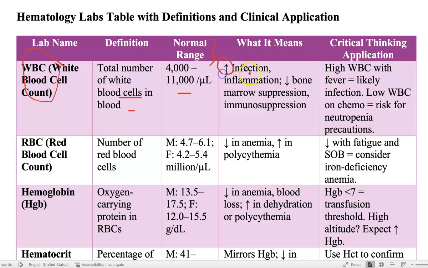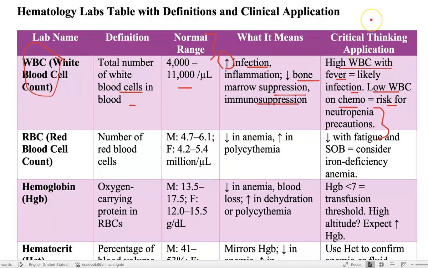When we have a high number, it means infection. We saw the same thing with our immunology, similar, right? So I won't really spend too much time with the same thing. Decrease means bone marrow suppression and all that. High WBC with fever, likely there is an infection. Low WBC on chemo means they are at risk, so neutropenic precautions. Okay, that would be the critical thinking application of it.